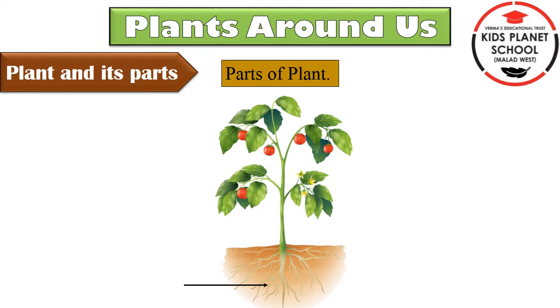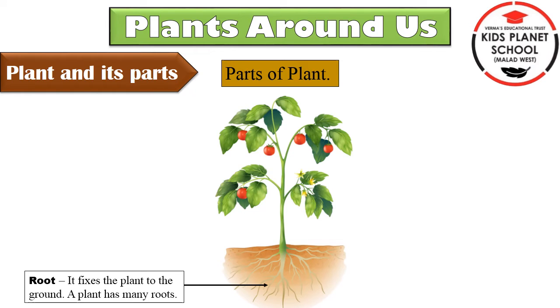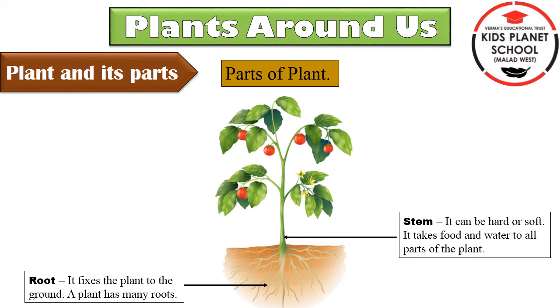This part is called as root. It fixes the plant to the ground. Children, a plant has many roots. Next, this part is called as stem. It can be hard or soft. Children, the stem takes food and water to all parts of the plant.